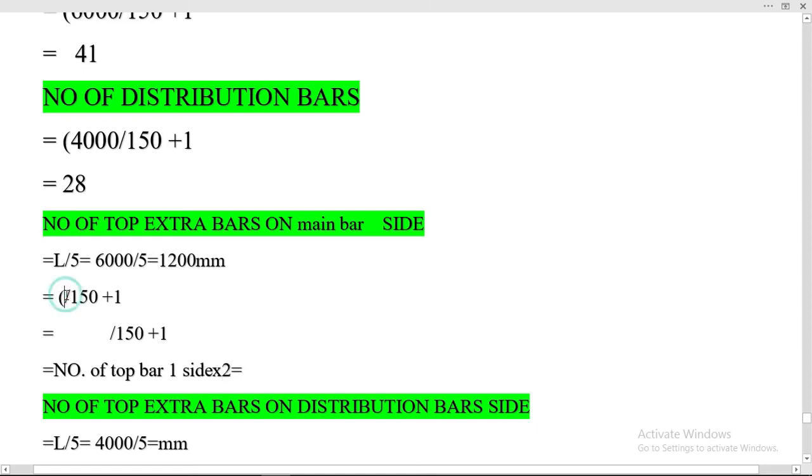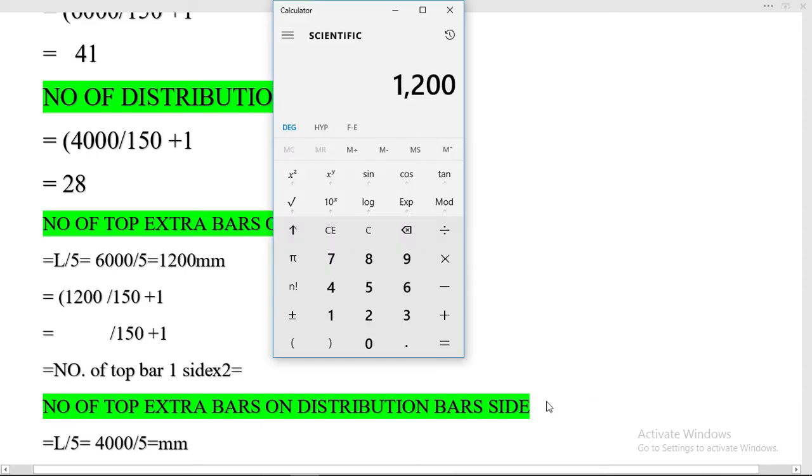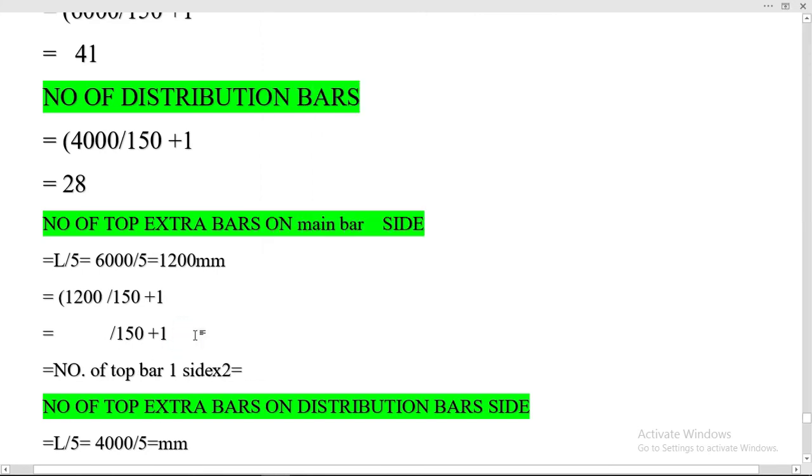Let me now 1200 divided by 150 plus 1. Let me calculate now on calculator. 1200 divided by 150 plus 1, 9. We have 9 number of bars. Then multiply the number of bar we have at one side bend with 2 to calculate the number of top extra bars on the two sides, which will be 18 numbers of bar along the main bar side.